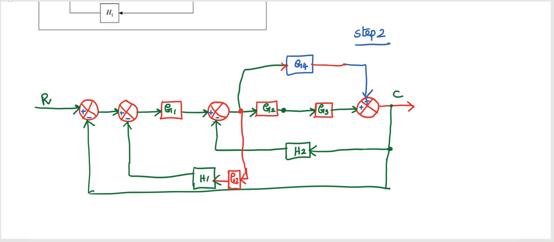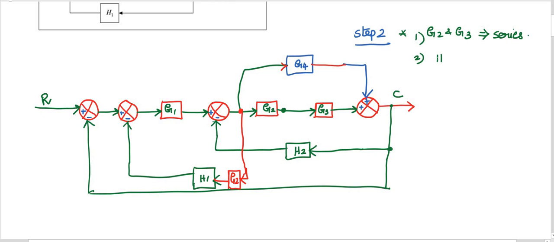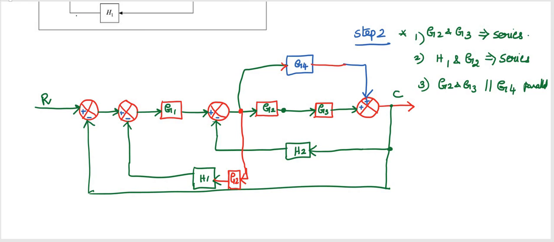In the step number 2, what I have to do? First I have to reduce the blocks G2 and G3. Both are connected in series combination. And next, H1 and G2 again connected in series combination. And then the resultant of G2 and G3 is in parallel with G4. Okay, this is the parallel combination. Now I am going to reduce this combination. First of all, I am going to reduce the series combination of G2, G3.